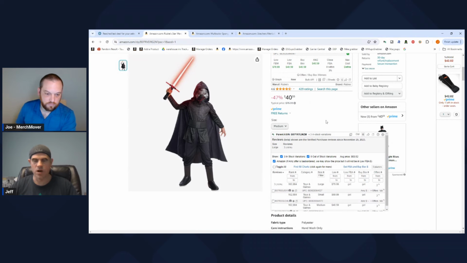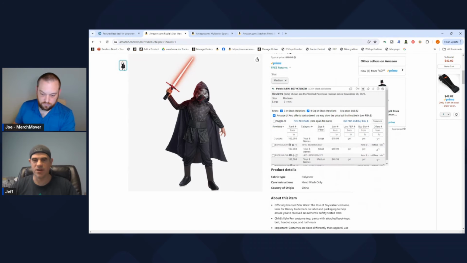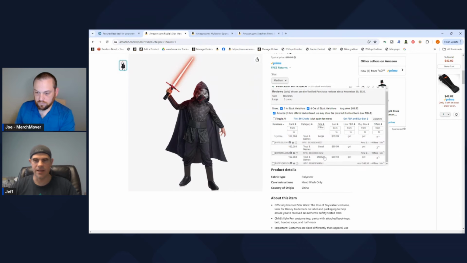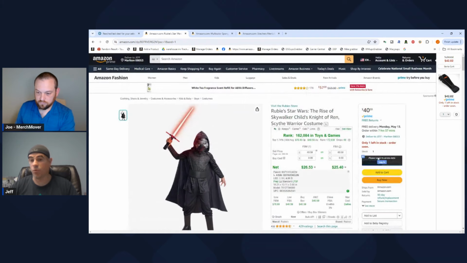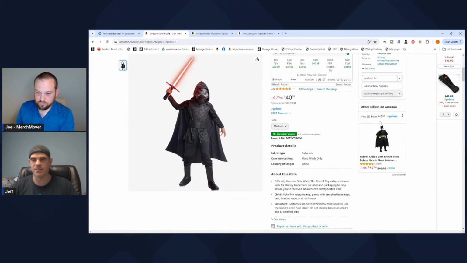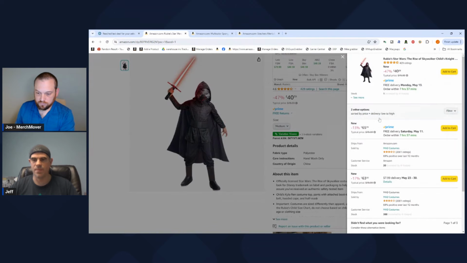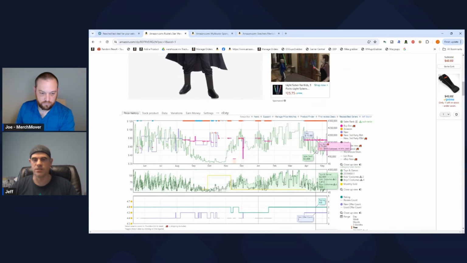So this is where I like to use the variation viewer. I can see, okay, these other variations are also listed at $70 and $80. I like that. And again, Amazon only has one. They haven't had stock for a while. Somebody could buy that, and the buy box is immediately going to go up to $65. Hopefully that guy's repricer adjusts back to $80.